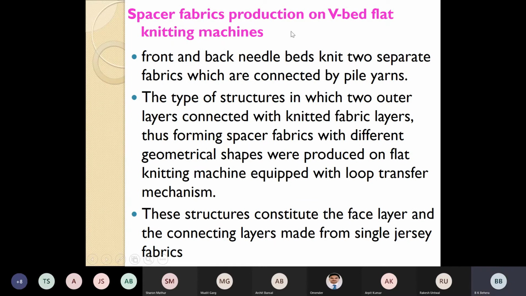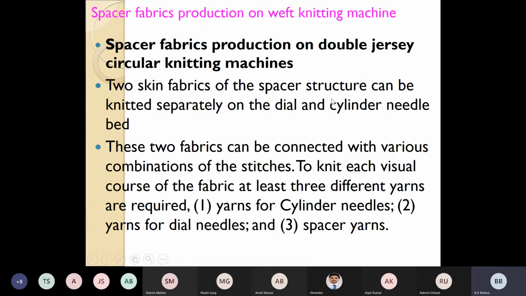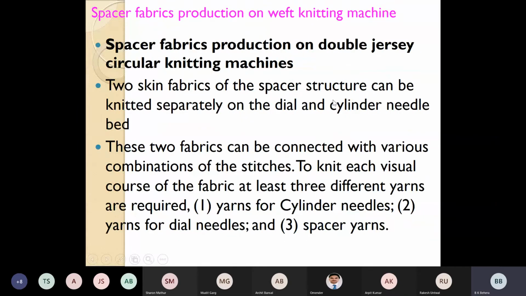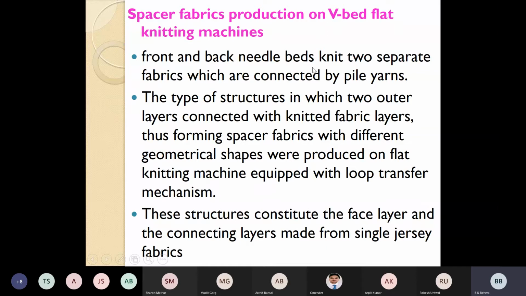Similarly, you can produce it on a weft knitting machine by the V-bed machine. This was dial and cylinder; this is V-bed, that is the flatbed knitting machine. One side bed produces the top skin, another side produces the bottom skin, and a thread connecting top and bottom makes the spacer fabric. So spacer fabric can be produced on warp knitting machines and weft knitting machines. In weft knitting, you can produce it on both the dial and cylinder double jersey machine or the V-bed machine.